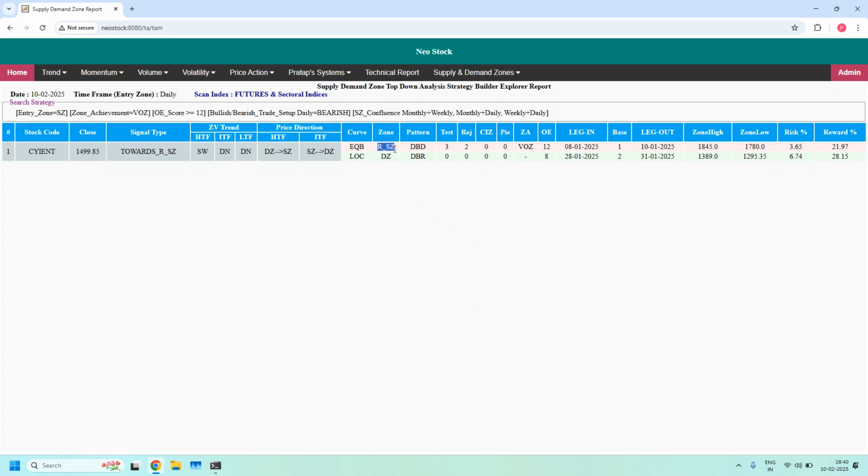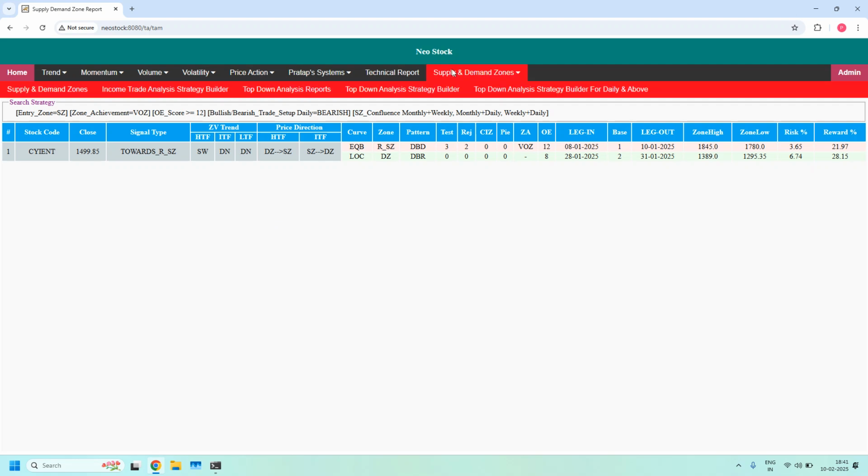So in this, the daily supply zone overlapped with the weekly supply zone. Both together overlapped with the monthly supply zone. But the monthly trend is sideways. So we are not checking EMA confluence. So this is about bearish trade setup for monthly income trade. Next, let us look into weekly income trades.